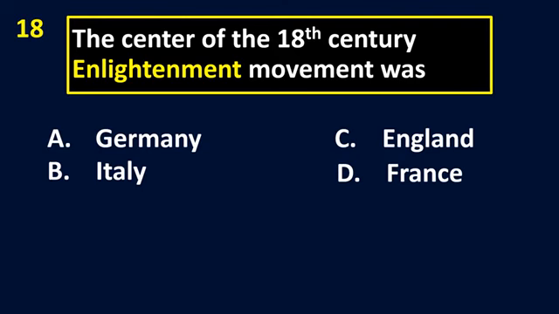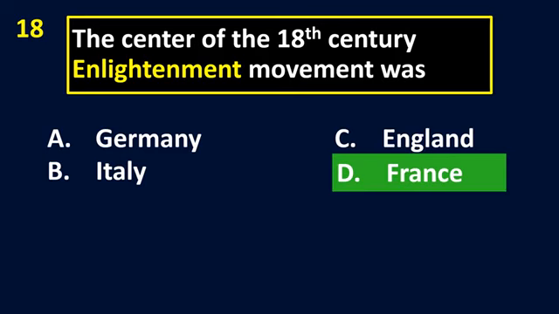18. The center of the 18th century Enlightenment movement was A. Germany, B. Italy, C. England, D. France. The answer is D. France.